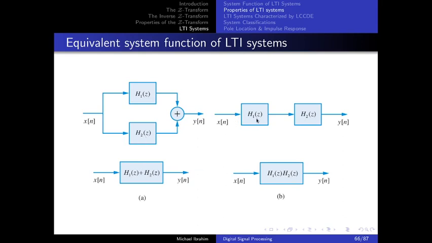Here, these systems are cascaded, H1 of z followed by H2 of z. It's equivalent to multiplying them together, because you will have X of z multiplied by H1 of z, and this output, which is X of z times H1 of z, will be multiplied with H2 of z. So now this is equivalent to multiplying H1 and H2 of z.